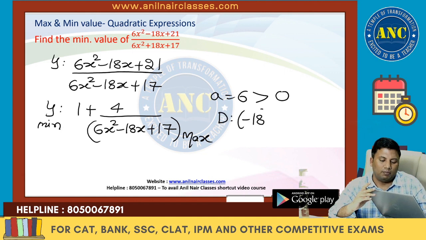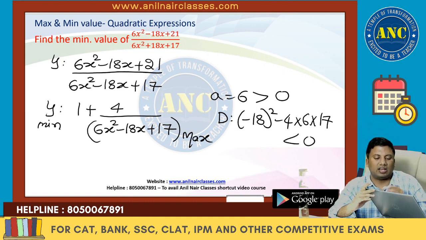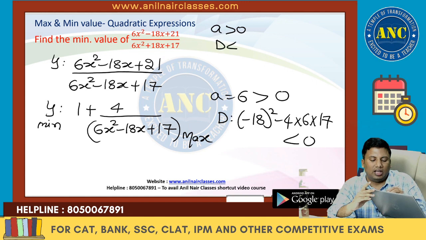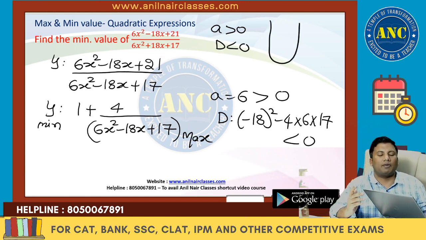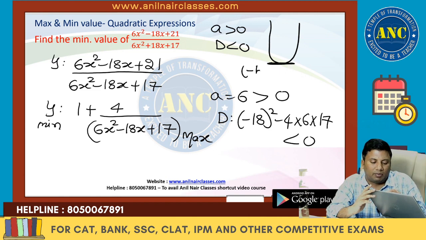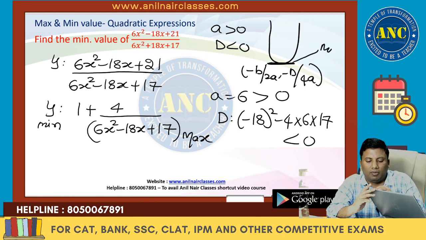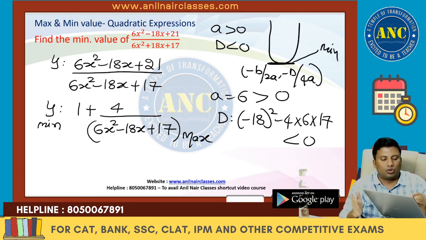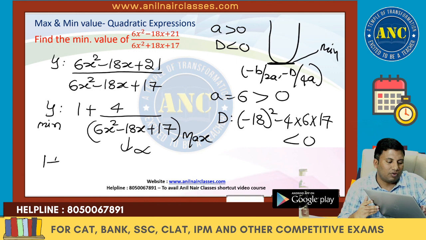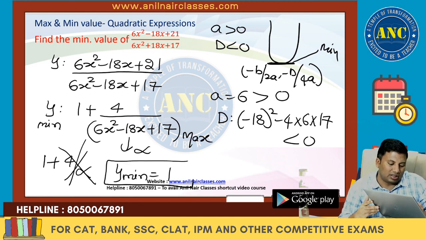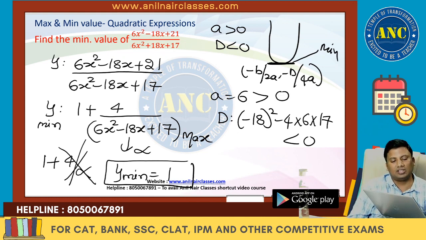Discriminant is b square minus 4ac, which is minus 324, less than 0. A greater than 0, D less than 0, so the graph is opening upwards. Minimum we can determine using minus b by 2a, minus D by 4a. Maximum, it is shooting up to infinite. So the value of the denominator's maximum is infinite. So 1 plus 4 by infinite, 1 by infinite tends to 0. So y minimum value is nothing but 1.